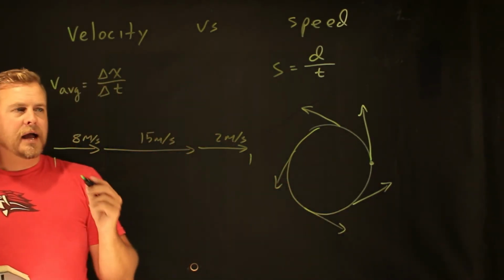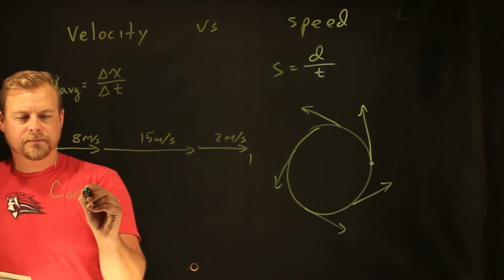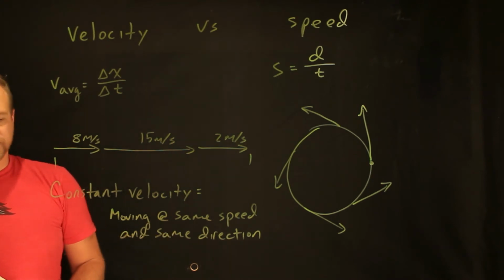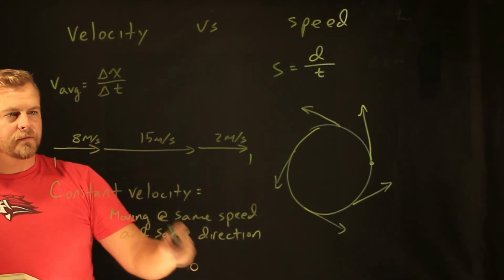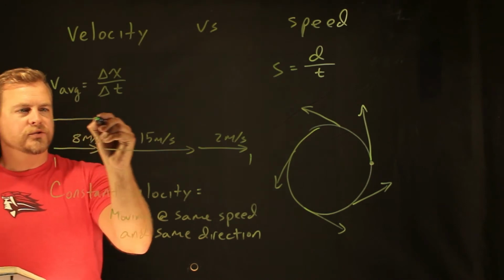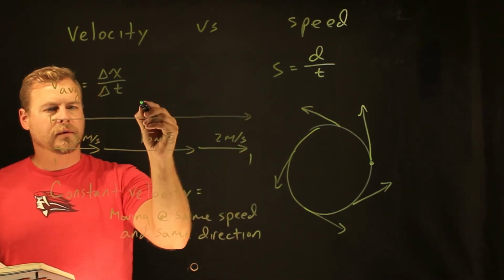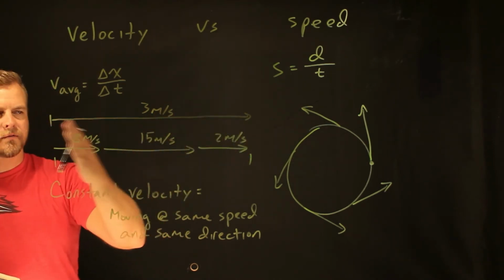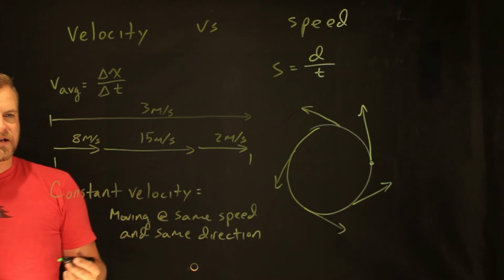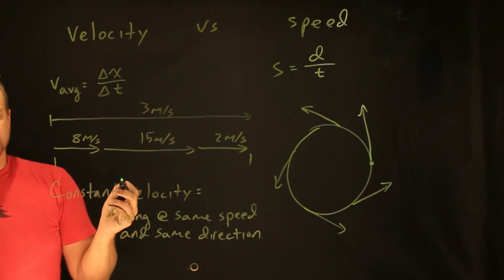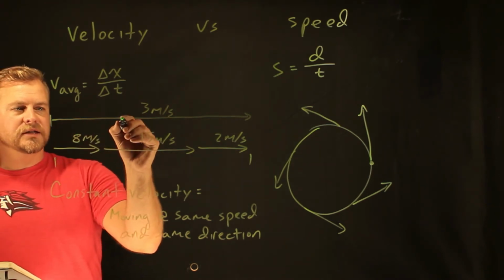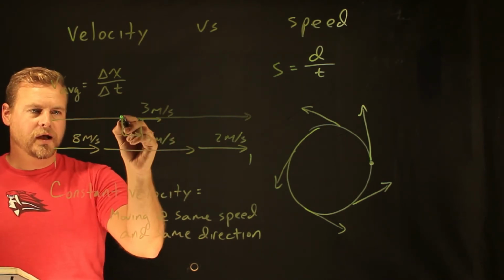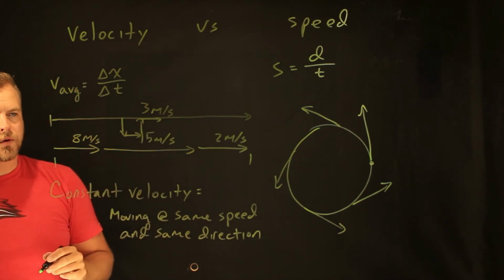If the velocity does not change, it's called a constant velocity. It's moving at the same speed and the same direction. So if I was going to school and I was just walking the whole way at 3 meters per second very consistently, that's constant velocity, meaning it wouldn't change and the direction doesn't change. If I had to make a detour and go this way, then this way, then this way, and then this way again, I changed directions. That's not constant velocity anymore.